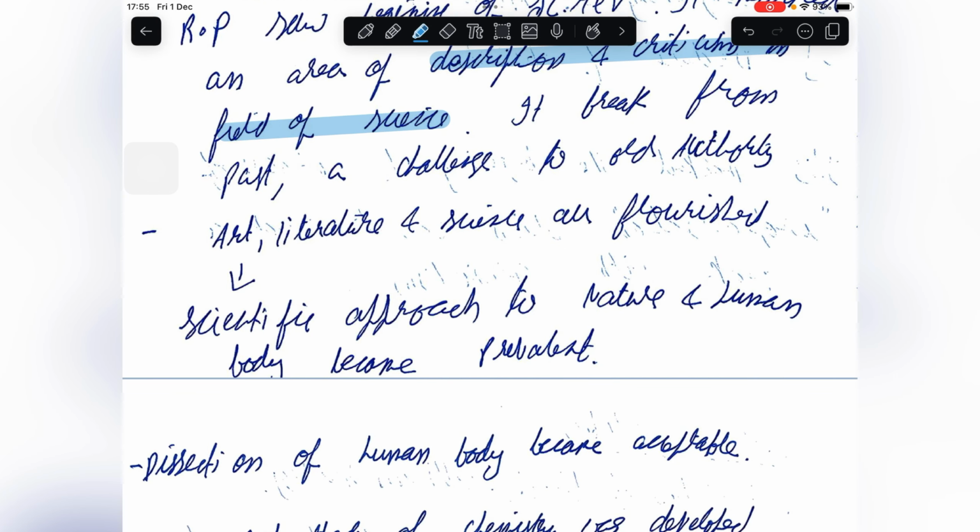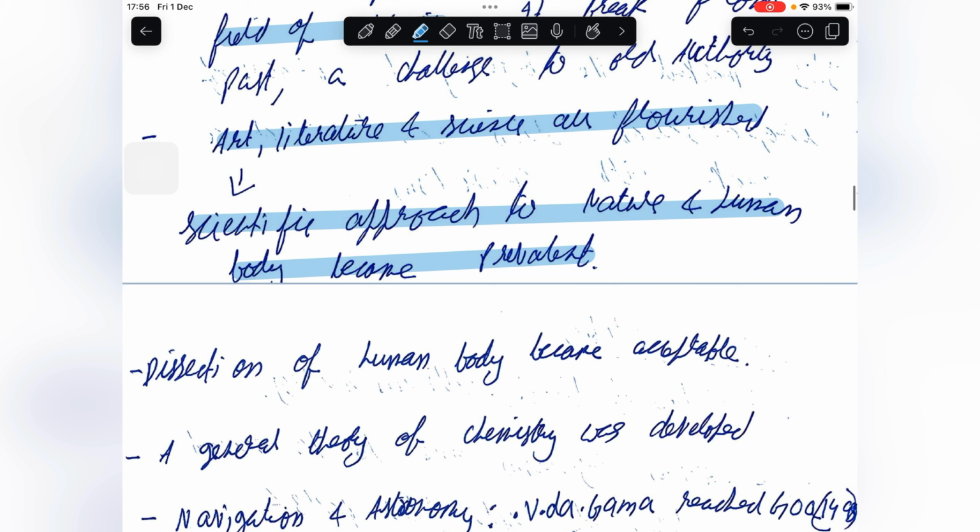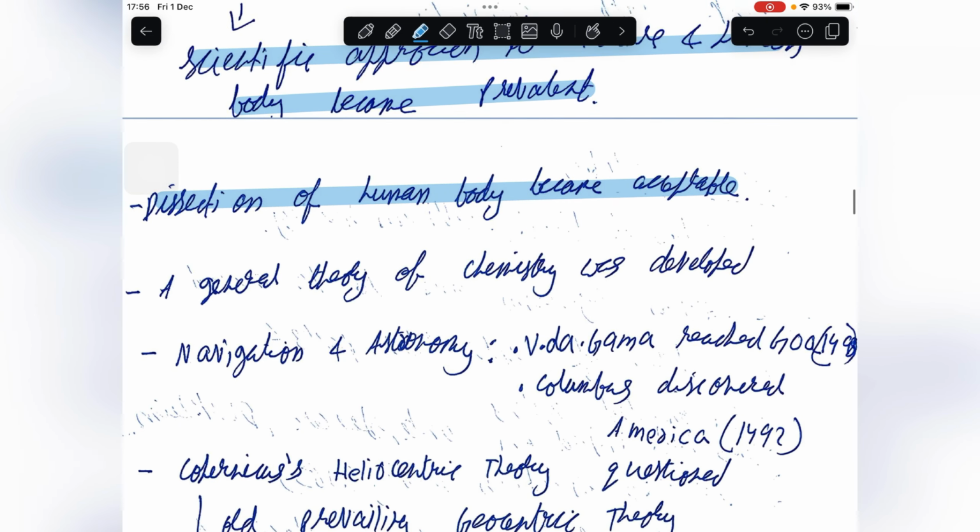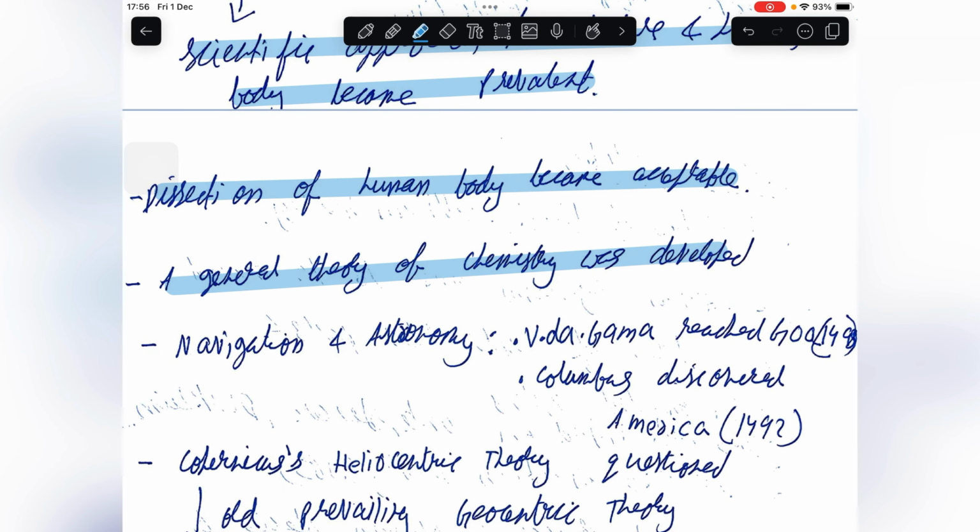Art, literature, and science all flourished. That's what the Renaissance period usually means. A scientific approach to nature and the human body became prevalent. This is actually one of the important things. Human and nature were two different concepts, and they were made intertwined. I'll give you an example. Dissection of the human body became acceptable. A general theory of chemistry was developed, and navigation and astronomy also developed.